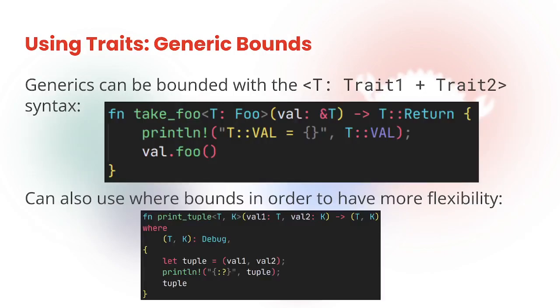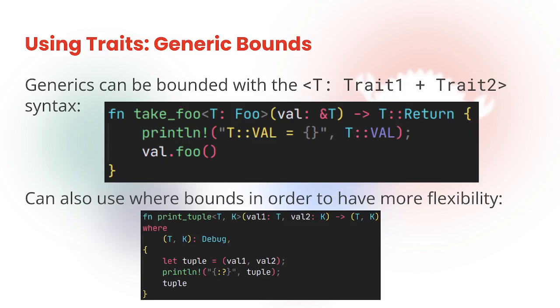Alright, now using traits, generic bounds. So you can bound a generic, because I guess it's called bound and not bind, right? You can bound a generic by using this colon syntax, and this is basically saying any T that implements Foo, this function will work, and we use a lot of things. We use the associated type, we use a constant, we use a method.